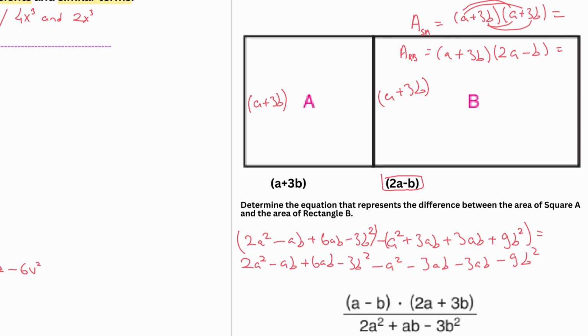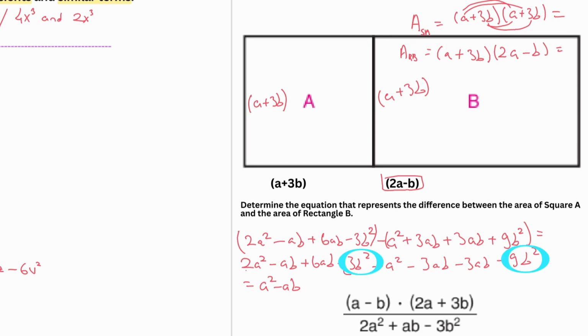And we can finally combine the like terms. We have A squared here and there. 2A squared minus A squared would give us an A squared. Now we have ABs here, there, and there. So let's combine all of the ABs. Minus AB plus 6AB would be 5AB. Minus 3AB would be 2AB. And we have minus 3AB here. So the final answer would be AB.